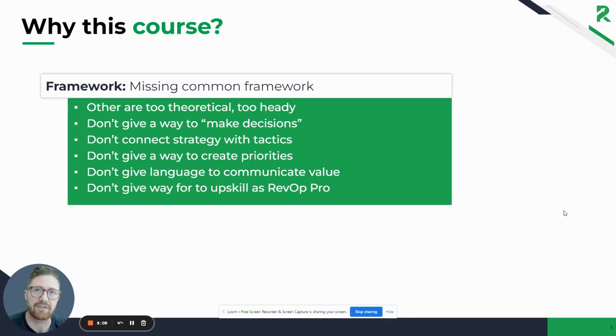So when someone asks us, what is revenue operations? Or say you are a revenue operations professional and your wife or one of your loved ones says, what do you do for a living? You probably look at them with a blank face because you can't communicate it. We don't have a common language to communicate value. And that means we don't have a way to upskill as RevOps pros. I get asked almost daily on LinkedIn: Matt, I want to become a RevOps pro. How do I do it?